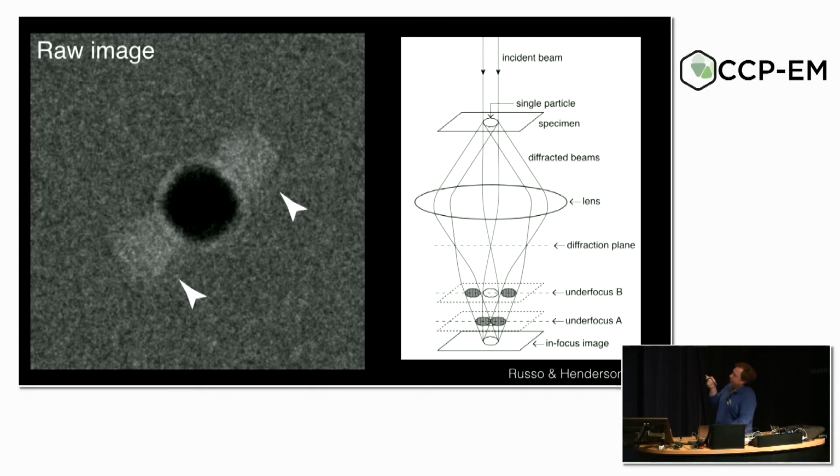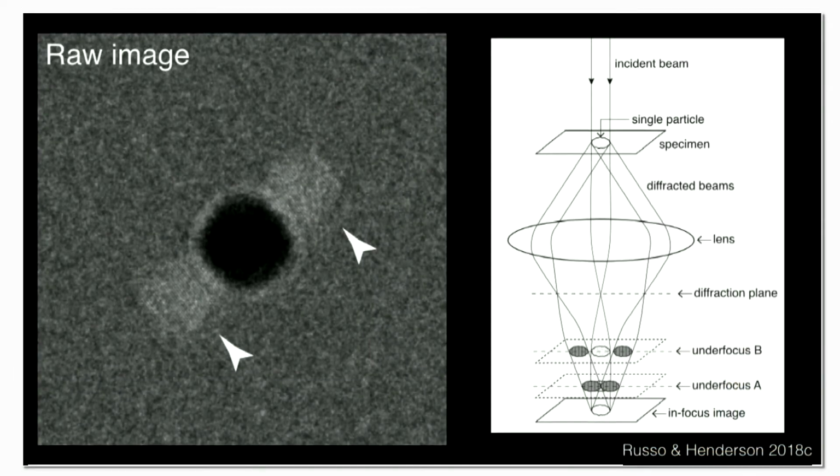So you have a specimen here, and it has beams being diffracted out from it, right? And your lens creates this diffraction plane here, where the Fourier components are then separated from each other. And what we actually look at when we look at an image is not the in-focus version, but some under-focused version, because it gives us some contrast. And in that under-focused image, the high-resolution information has all been delocalized from the actual particle. It gets spread out radially by Bragg's law. And the further away you go in focus, the further it gets spread out, right?